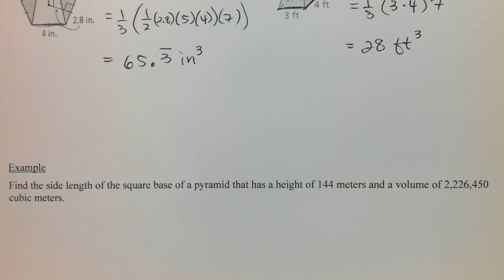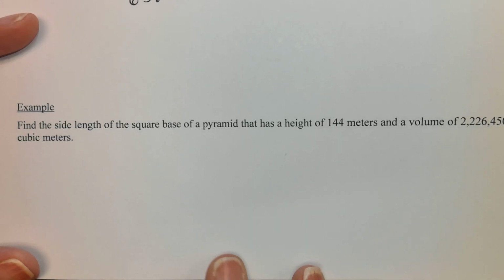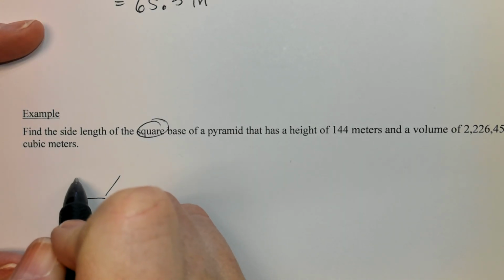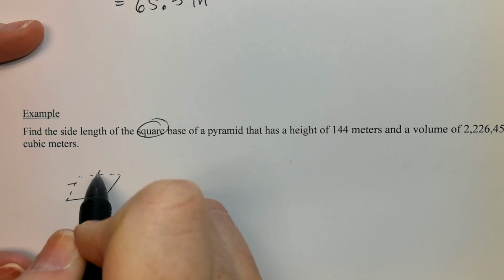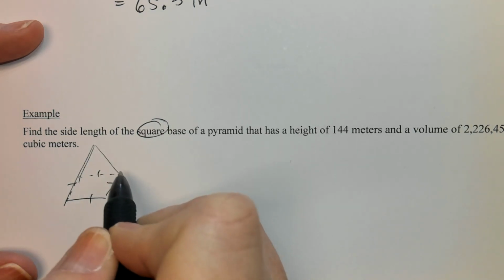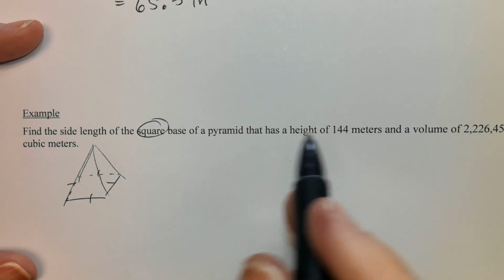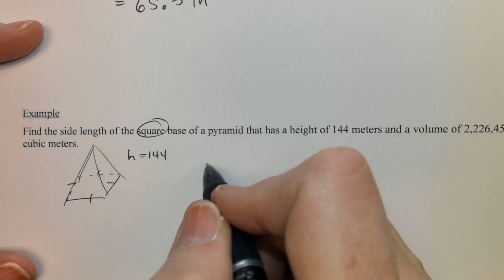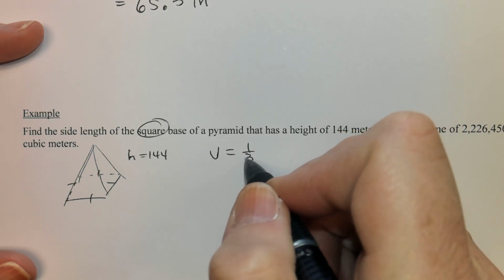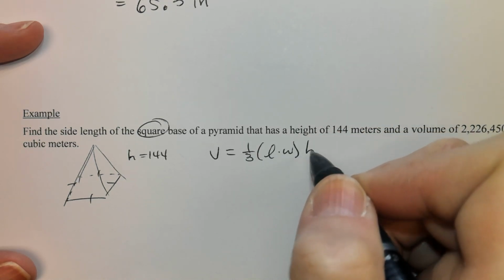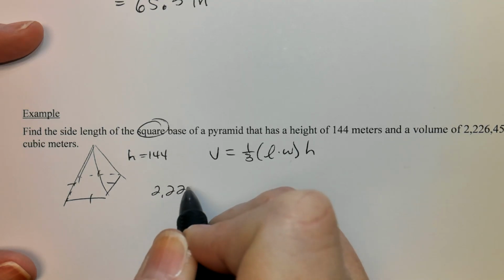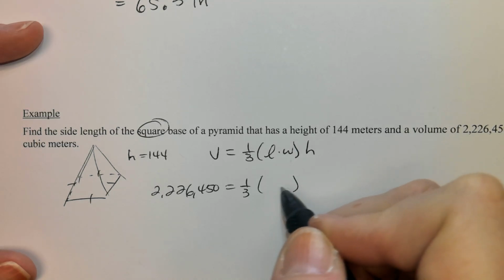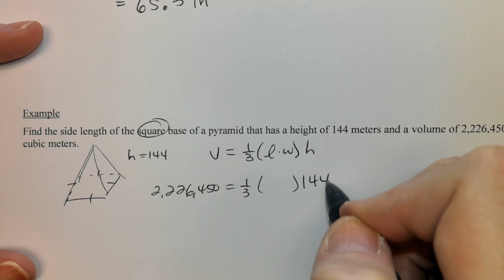One more, we got a little word problem to do. So the side length of a square base pyramid, that's important. So the shape on the bottom is a square. It means all of those are the same. There's my pyramid. Has a height of 144, so I know my h is 144, and then it also tells me my volume. So for this formula, we're going to need 1/3, and then like length times width times height. I know my volume is 2,226,450. I've got 1/3. We're going to talk about those two in a second, and I have height of 144.